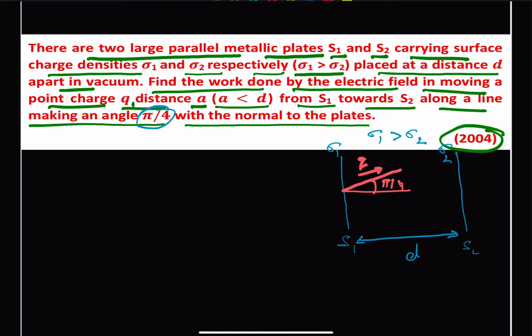In this case, we know that the electric field because of a single plate is sigma upon 2 epsilon naught, and we are having two plates. In between the plates, we are only interested in finding the magnitude, so it will be sigma 1 minus sigma 2 divided by epsilon naught. Work done we know is F multiplied by D, that is F D cos theta, and F is Q multiplied by the electric field.